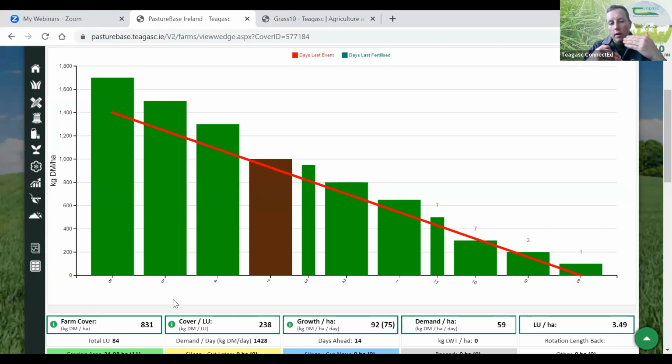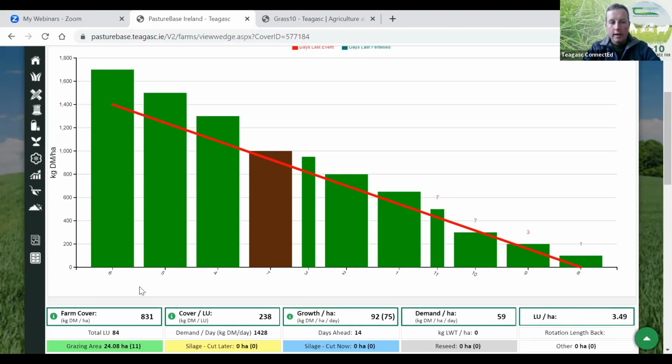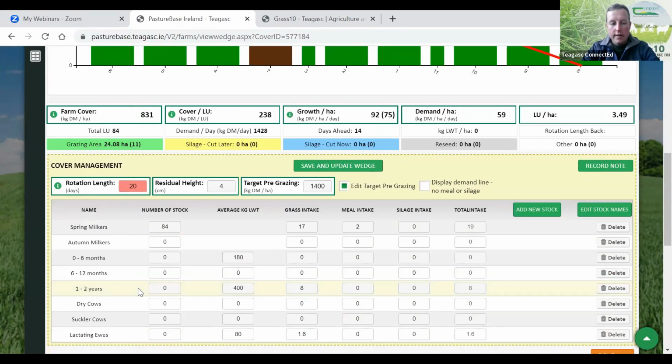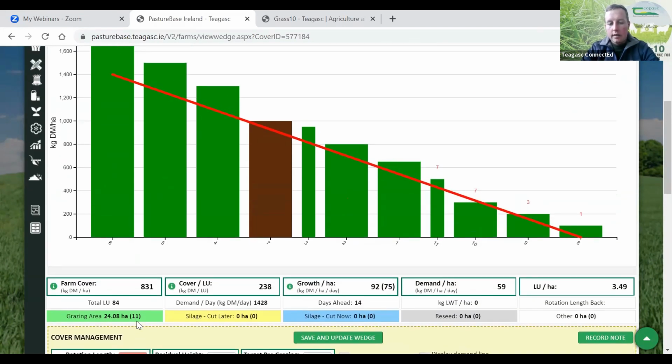But let's pretend now we're 3 or 4 months ahead and we're into maybe May, June, July, okay? So when growth is at its peak. If we were looking at the wedge, and myself or Joe were out at a grass group that we run our grazing courses, and the farmer we go out to, this is his wedge for the last week. He did his walk yesterday, and he has a farm cover of 831. His cover per livestock unit is 238. We'll just use a dairy example for a minute, and then we can switch over. And say his growth was 92, so a real growthy week.